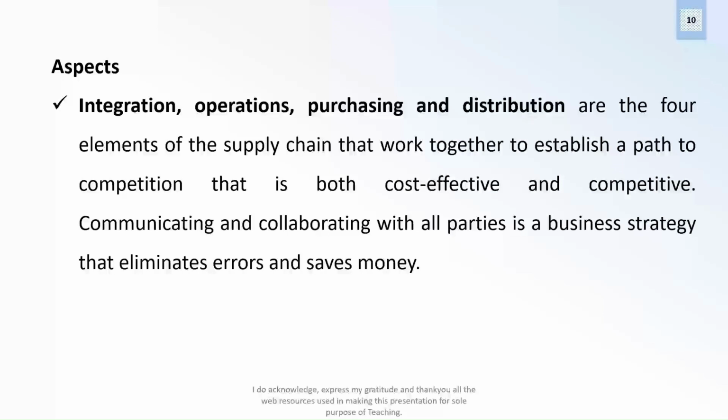Integration, operations, purchasing, and distribution. If I say integration, purchasing, operations, and distribution, that is also correct sequentially. They are the key elements of supply chain that work together to establish a path to competition that is both cost effective and competitive.